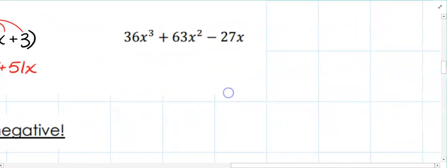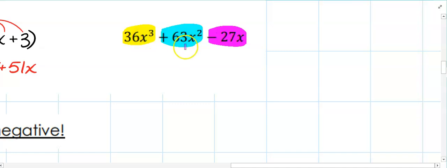Let's look at this next one. We have not 2, but 3 distinct terms. We have a yellow term, a blue term, and a pink term, and we're trying to think, what is the biggest number that I can divide into each of these terms? If you know your facts quite well, you'll know that 9 is the biggest number that will divide into 36, 63, and 27. Now let's look at the x variable.